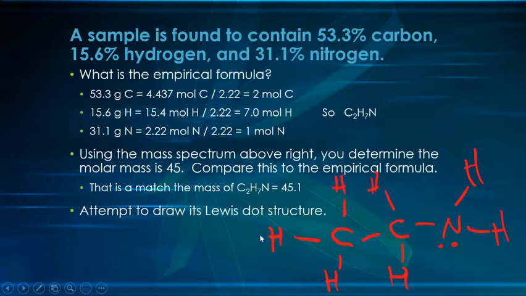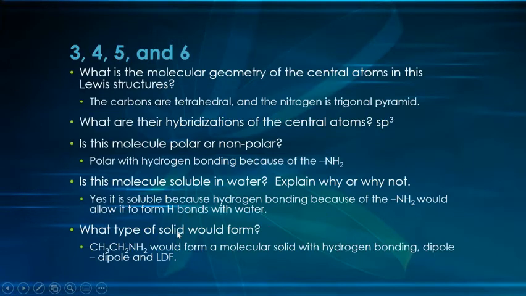And CH3 is only 15, or at least 14 plus 2 is 16. That's closer. For carbons 3, 4, and 5, what's the molecular geometry of the central carbons? They're tetrahedral while the nitrogen's trigonal pyramid. What's the hybridization? Well, they're all sp3. Is it polar or nonpolar? It's definitely polar and would have hydrogen bonding because of those NH2s on it.